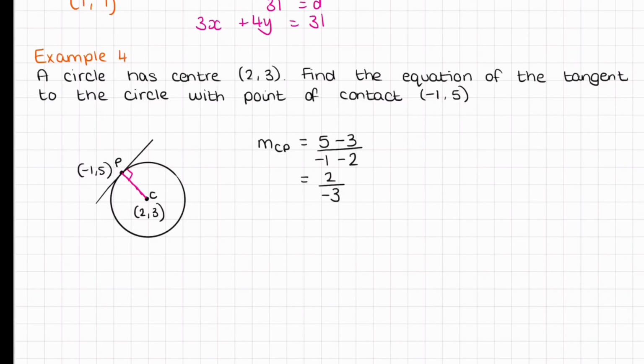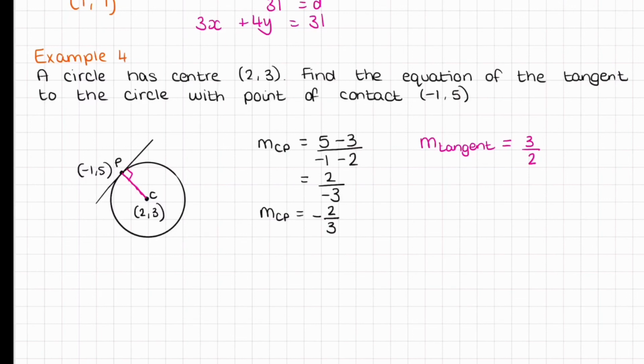So the gradient of the pink line there is negative 2 over 3. Now the tangent, if you look, is perpendicular to that line. So the gradient of the tangent is the negative reciprocal of that. Because the first gradient was negative, the tangent will be positive, and then we flip the fraction, so it'll be 3 over 2. And I want the equation of that line, so we can just sub the values into either of those methods that we did to get the equation.